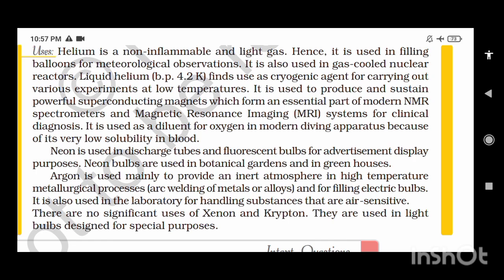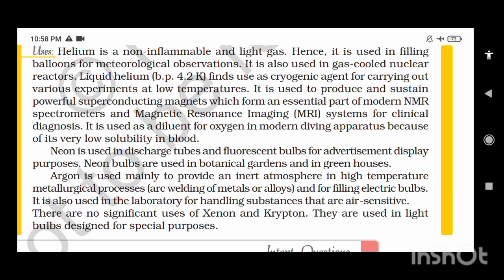It is used as a diluent for oxygen in modern diving apparatus because of its very low solubility in blood. Neon is used in discharge tubes and fluorescent bulbs for advertisement display purposes. Neon bulbs are used in botanical gardens and in greenhouses. Argon is used mainly to provide an inert atmosphere in high temperature metallurgical processes and for filling electric bulbs. It is also used in the laboratory for handling substances that are air sensitive. There are no significant uses of xenon and krypton.